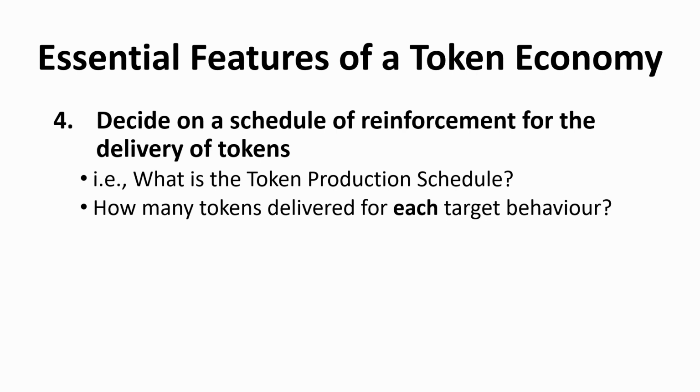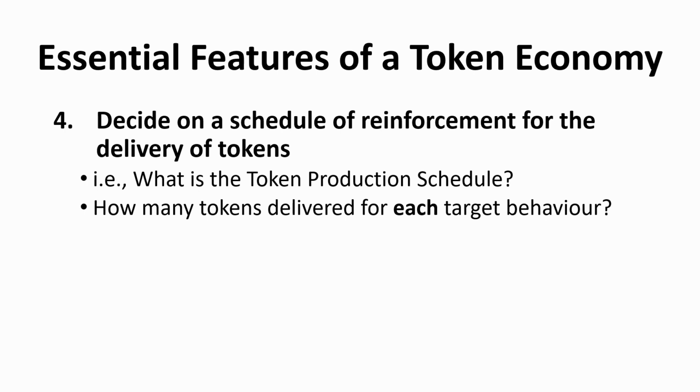In general, what you usually see is that smaller tasks, smaller behaviors, or easier behaviors tend to earn fewer tokens, and things that are harder or more complex or more difficult, those will earn you more tokens. But you need to establish specifically what behaviors are going to earn you how many tokens and how often that's going to occur.